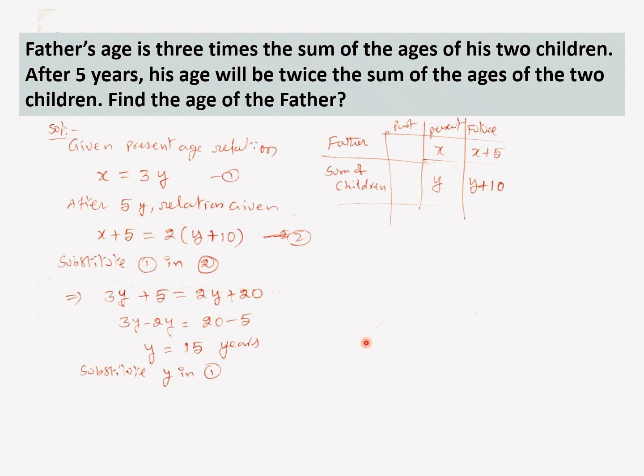So the sum of the ages of the children is 15 years. And substitute this y value in either equation 1 or 2. We will substitute here in the first equation. So x equal to 3 into 15 years, so in total it is 45 years. So the father's age is 45 years and the sum of the children's ages is 15 years. So this is the way we can solve this problem.